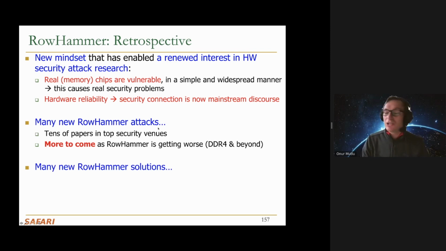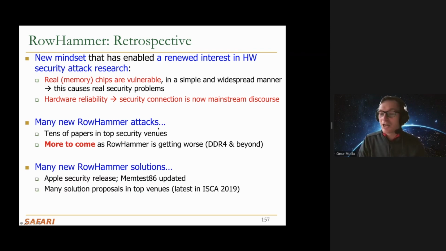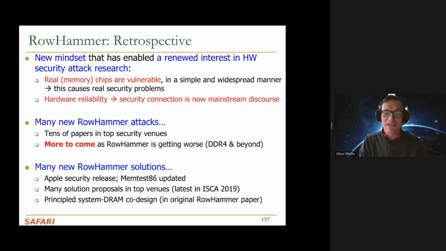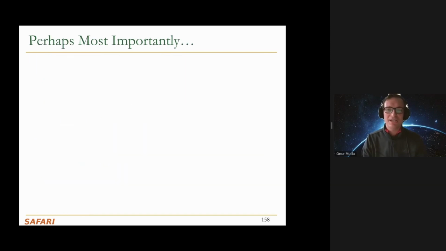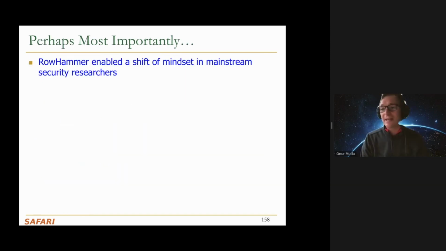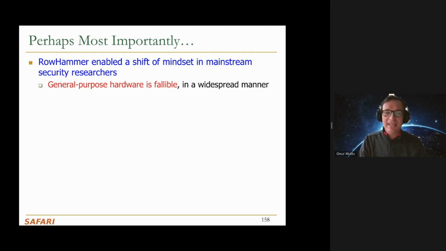Clearly, we need many new Rowhammer solutions because there's more need for it, as I motivated in this work. I believe you need principled system-DRAM co-design, for example, and I think there's more to come in this direction also. Perhaps most importantly, I think this shift of mindset, thinking that general purpose hardware is completely fallible in a widespread manner, enables a lot of interesting research, because now people think that the problems of hardware are actually exploitable.